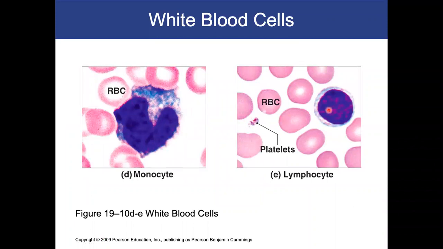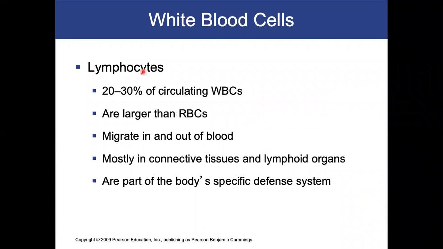And then let's talk about the lymphocytes. Lymphocytes, 20 to 30 percent of white blood cells, larger than red blood cells. They migrate in and out of blood. They're mostly in connective tissue and lymphoid organs. So they actually are called lymphocytes because they mature in your lymph nodes.